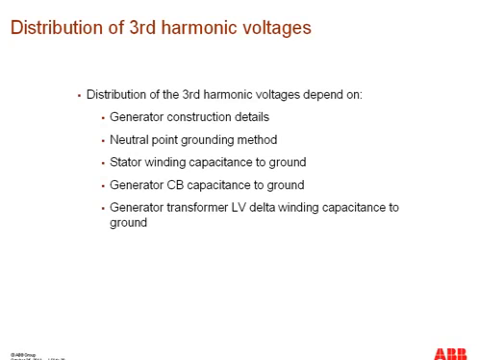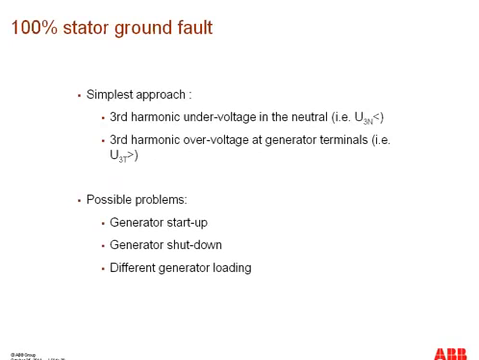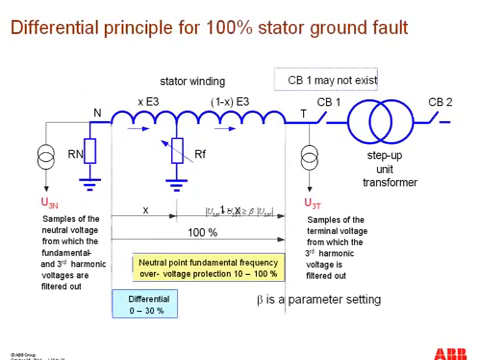The distribution of third harmonic voltages in the stator depends upon the generator construction and the neutral point grounding system as well. As we discussed before, it will also be impacted by the capacitances, so there might be several factors impacting the third harmonic voltages present in a generator. So the simplest approach would be that we not only detect an undervoltage condition for the third harmonic voltage, but also detect an overvoltage condition, to be on the safe side.